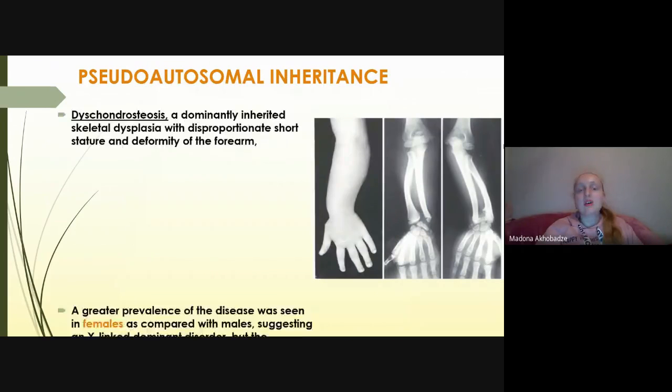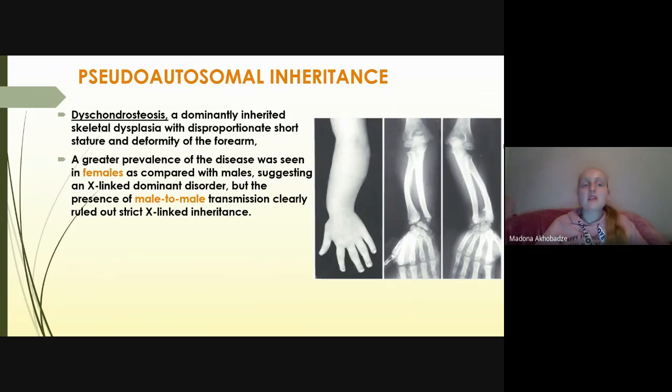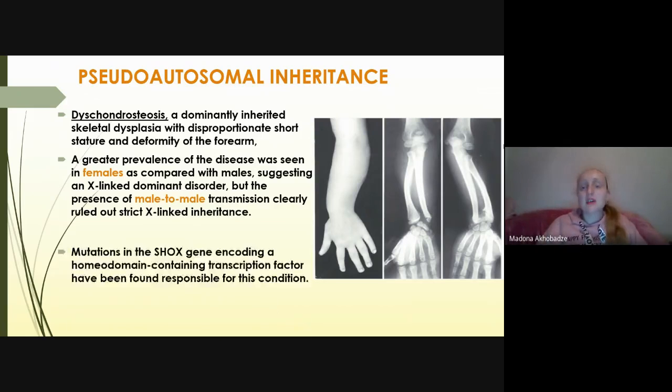Like the example of this dyschondrosteosis, a dominantly inherited skeletal dysplasia with disproportionate short stature and deformity of the forearm. The greater prevalence of the disease was seen in females as compared with males, suggesting an X-linked dominant disorder, but the presence of male-to-male transmission clearly ruled out strict X-linked inheritance.